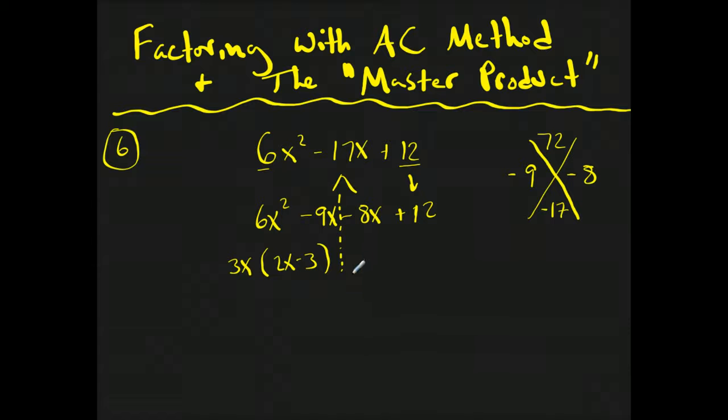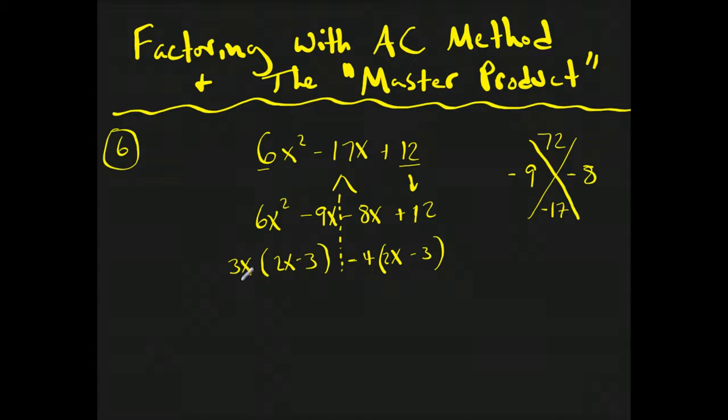Good. On this side, I can factor out, it looks like a negative 4, which will leave me with 2x minus 3. Negative 4 times 2x is negative 8x. Negative 4 times negative 3 is positive 12.